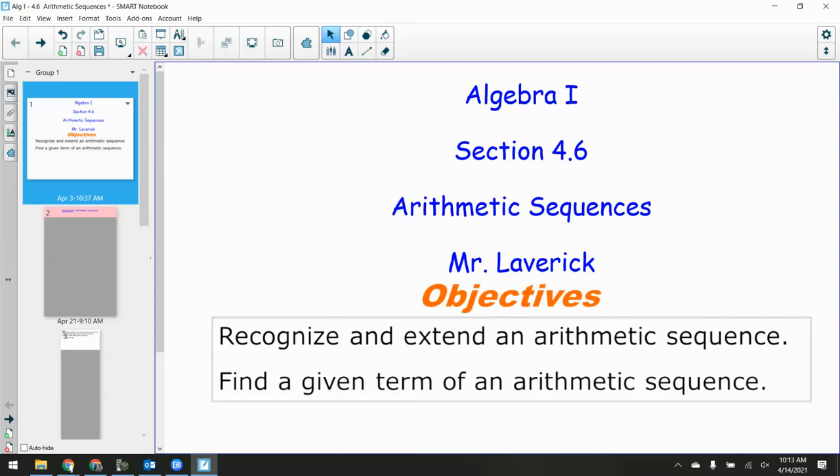Go. So this is section 4.6. Again, I'm going to try to get all through the notes. Crossing my fingers on that one.